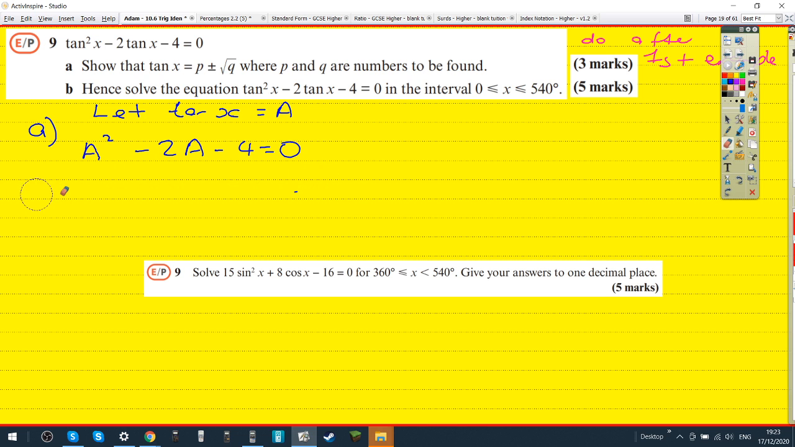What is a, what is b, what is c? Little a, b, and c. A is 1, B is... Would B just be minus 2A minus 4? B is minus 2. Okay. And C is minus 4. Yep. Let's put that in the calculator. I got 1 plus square root of 5 and 1 minus square root of 5. So plus or minus square root of 5. That's it.